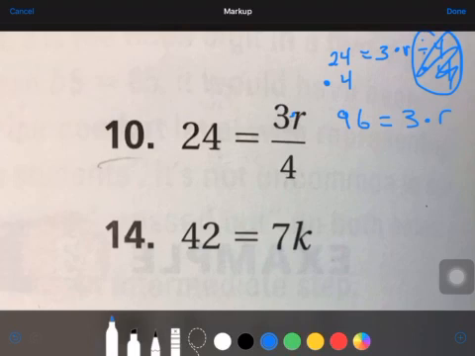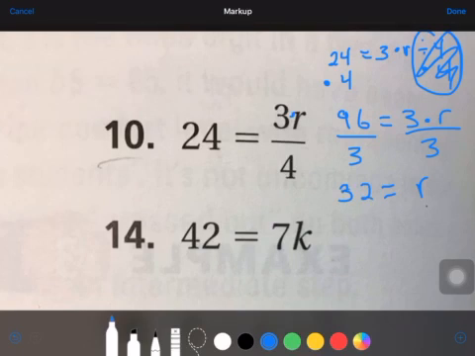So now to get rid of the r times 3, I'm going to divide by 3. I'm going to divide both sides by 3. So now I'm left with r equals, let's see, 32.